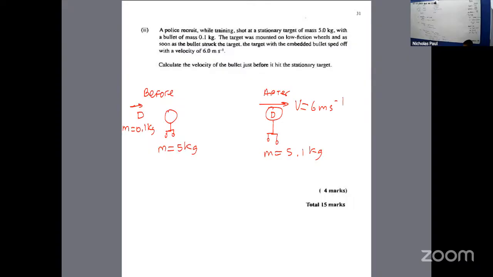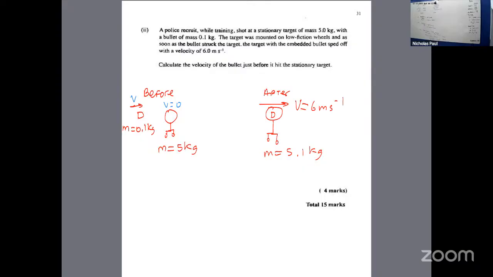All right, let's see what you got. Finish. Let me see. All right, and that's split in the middle, right? So what's the momentum before? Well, you might recognize that we don't know the velocity of the bullet, and the velocity of the target was zero, that is, stationary, right?